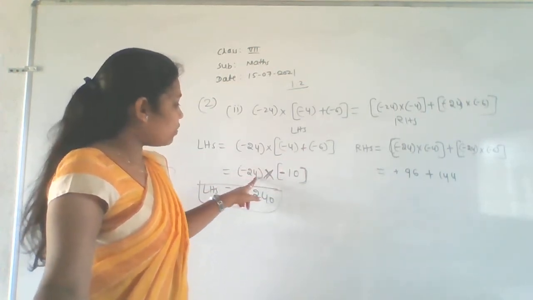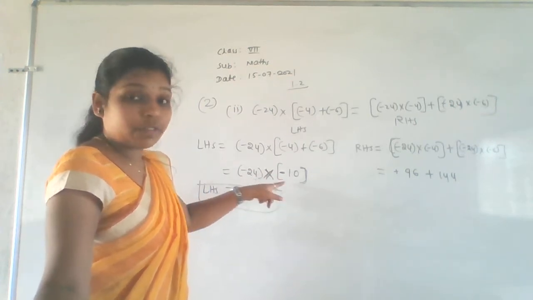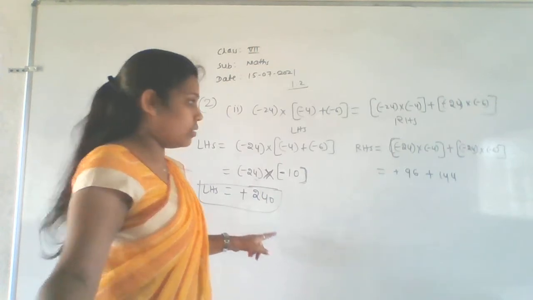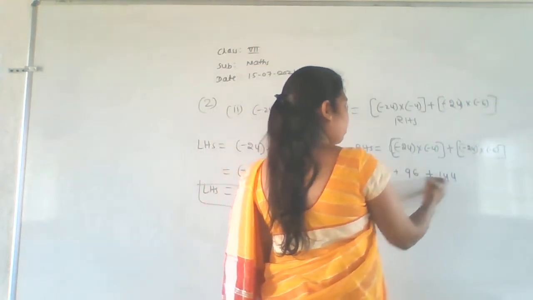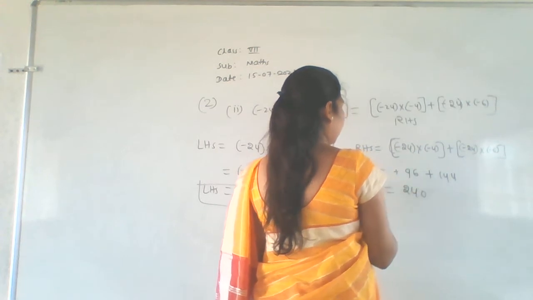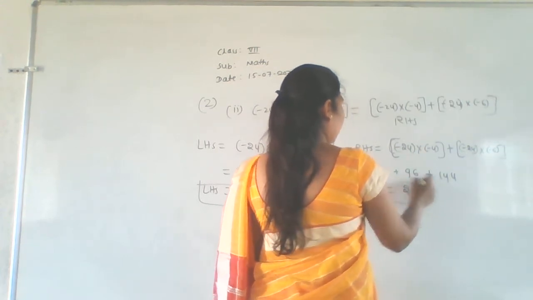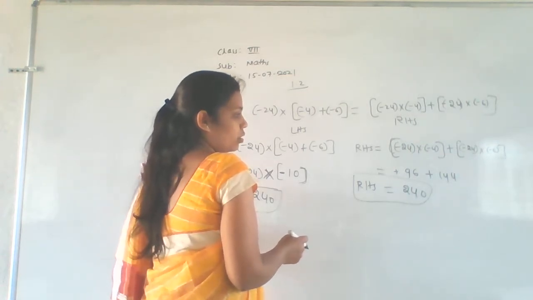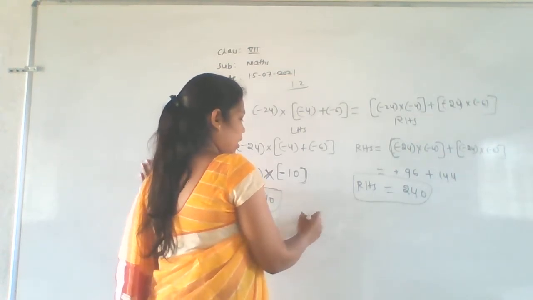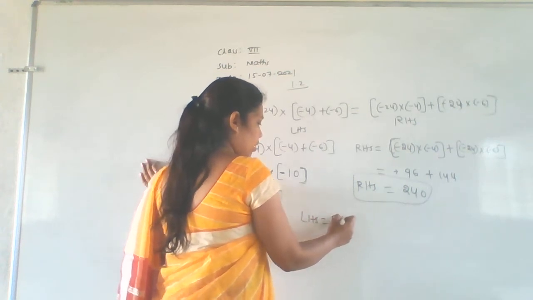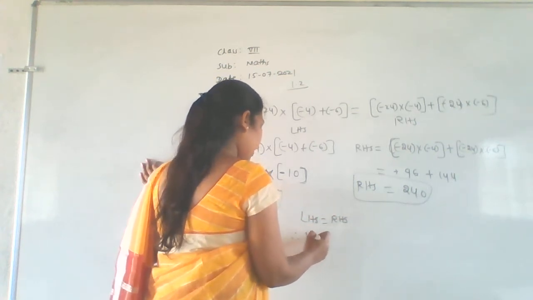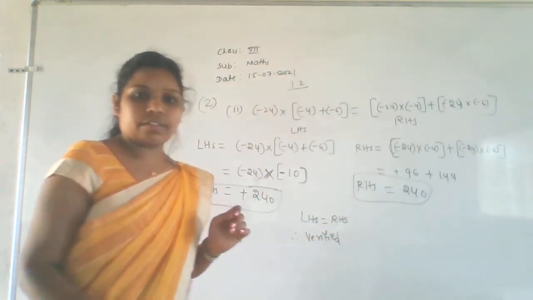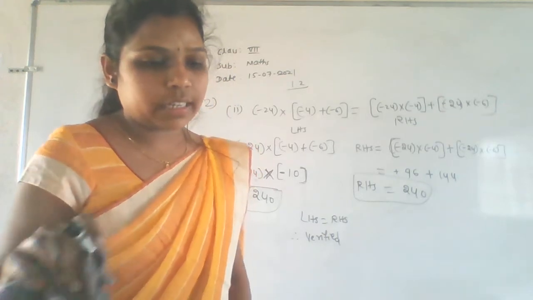And after that, minus 24 into minus 10. Minus 24 into minus 10 means minus into minus is plus, 24 times 10 is 240. That is the answer. So here the same thing, this will be 240. So RHS is also 240, we got. Then what can we say here? So LHS is equal to RHS. Therefore, verified. Okay, so next go for the third one.